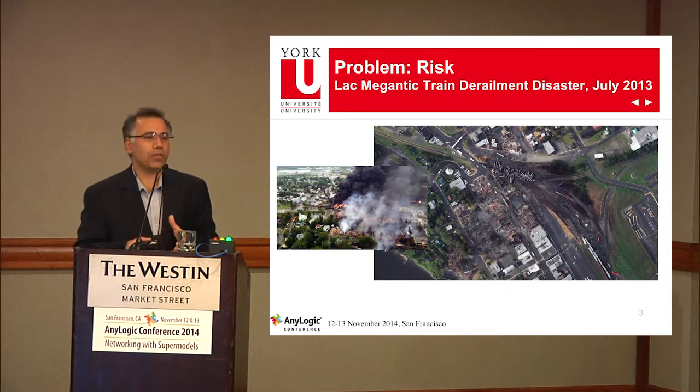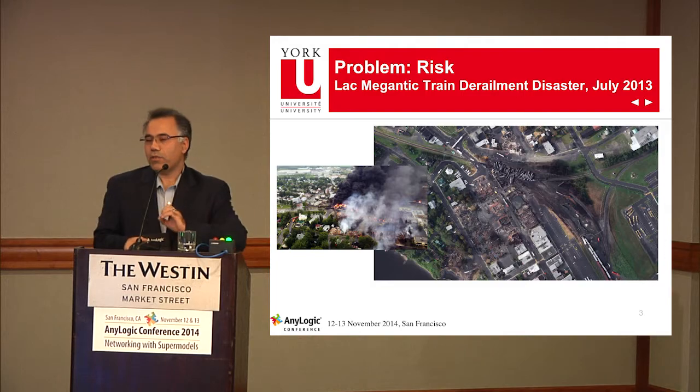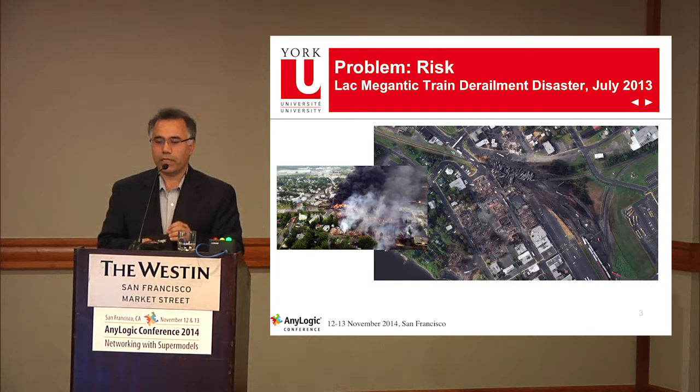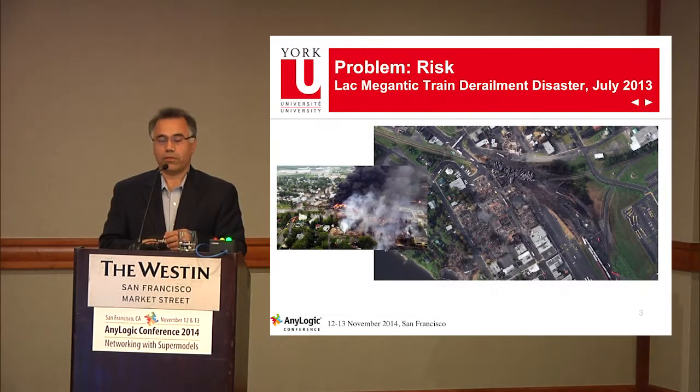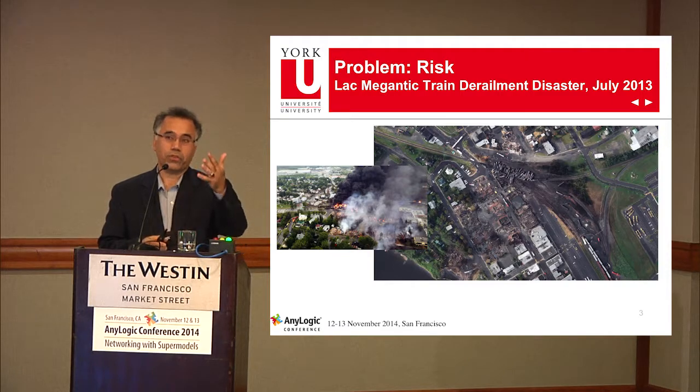So the problem starts with this. In July 2013, there was a big event in the town of Lac Megantic in Quebec. In this disaster, close to 50 people died. There was a train derailment carrying crude oil from North Dakota to eastern Canada.